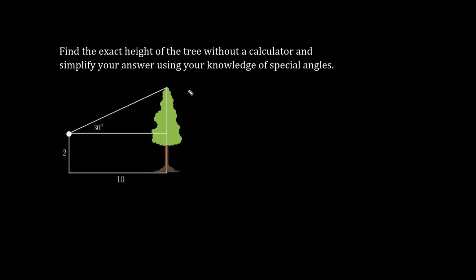What is the height of this tree? We'll call this H. This person is 2 meters tall, and this portion here is a right angle. We'll call this part X. X is this high. So the height of the tree is X plus 2 meters.